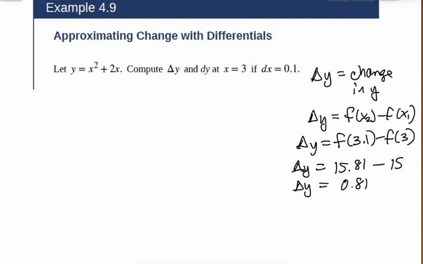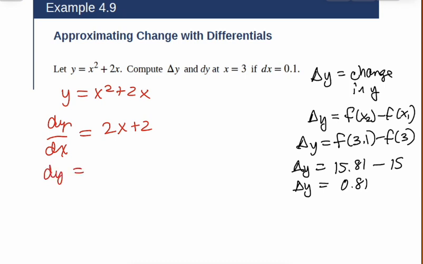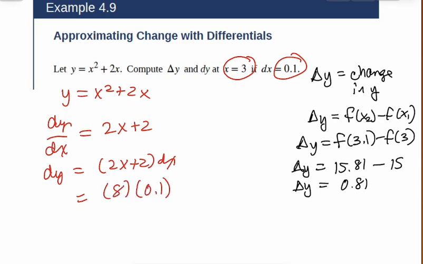Now they're usually going to be very, very close things. Okay. So we know if y equals x squared plus 2x, dy dx is 2x plus 2. So dy is 2x plus 2 times dx. Now remember, x is 3 and dx is 0.1. Let's plug those in. So 3 times 2 is 6. 6 plus 2 is 8. Times 0.1, if you multiply them, you get 0.8.